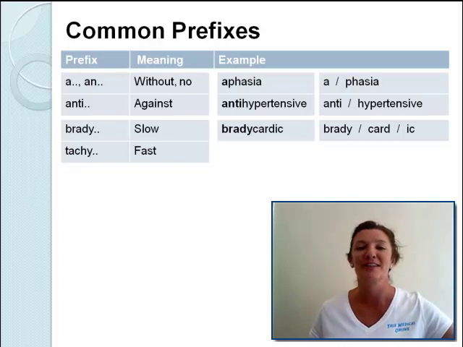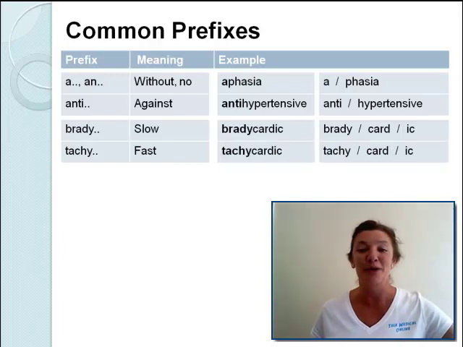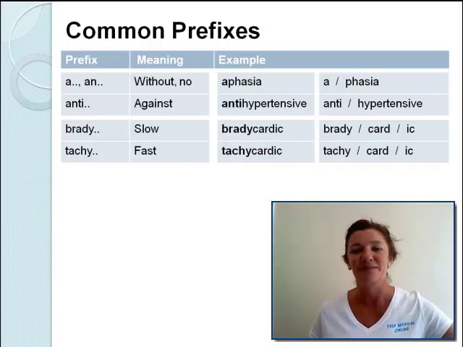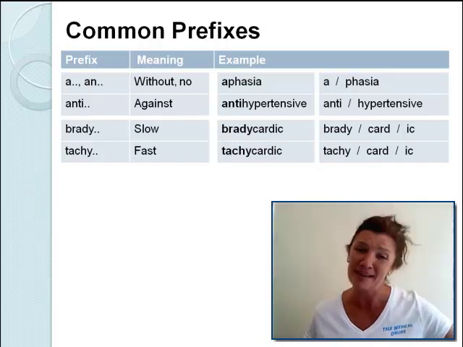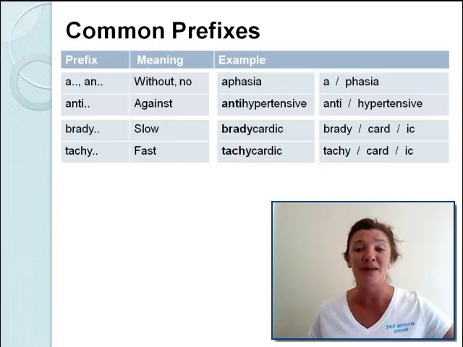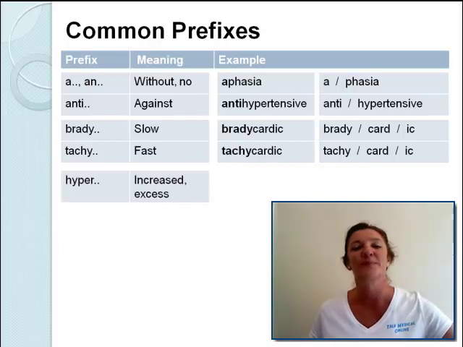Tachy means fast. So tachycardic, let's break it down. Tachy, break, card, break, ic. So again, taking it from the back end in this case doesn't really work. So we have to think tachy is fast, card relates to the heart, so it's a fast heart, fast heartbeat.